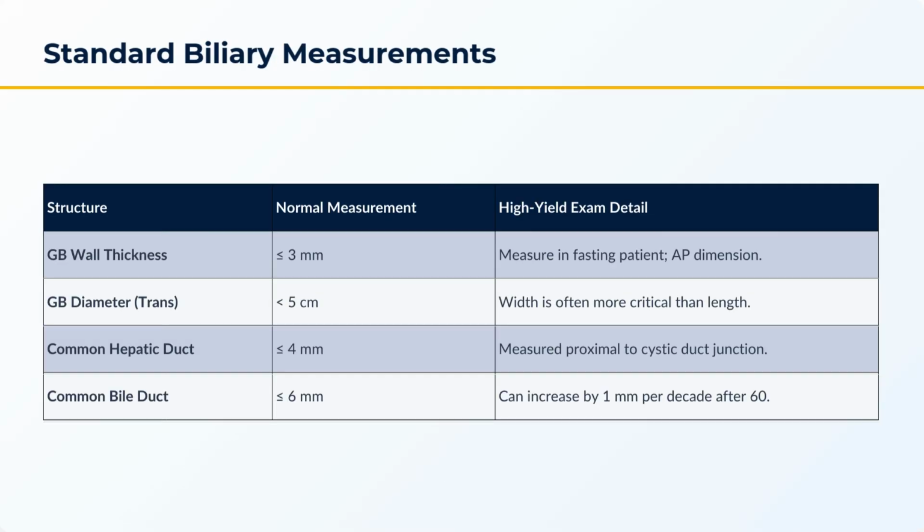Accuracy in measurement is vital for the registry. The gallbladder wall should not exceed 3 millimeters when measured in the anterior-posterior dimension. For the ducts, the normal common hepatic duct is 4 millimeters or less, while the CBD should generally be 6 millimeters or less. Note that the CBD may increase by 1 millimeter per decade after age 60 or post-cholecystectomy.